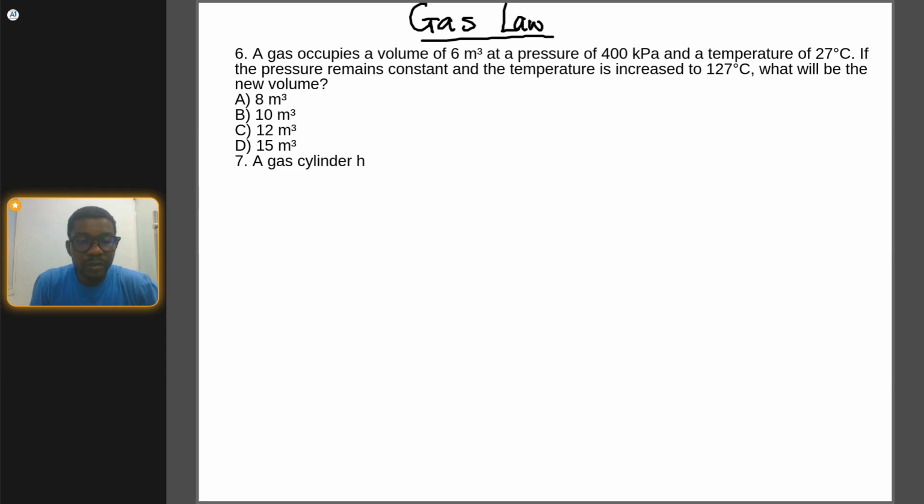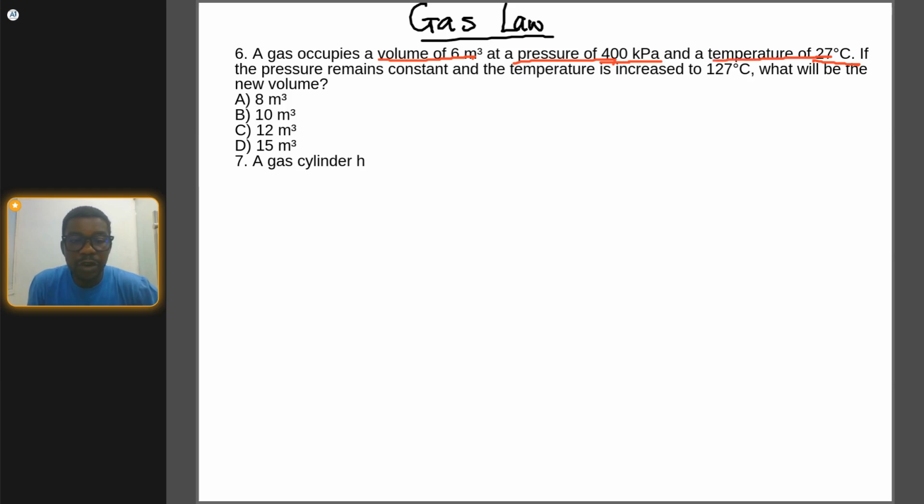So we have the question: a gas occupies a volume of 6 meter cube, at a pressure of 400 kilopascal, at a temperature of 27 degrees Celsius. Underline the key points: 6 meter cube, which is the volume, and the first pressure is 400 kilopascal.